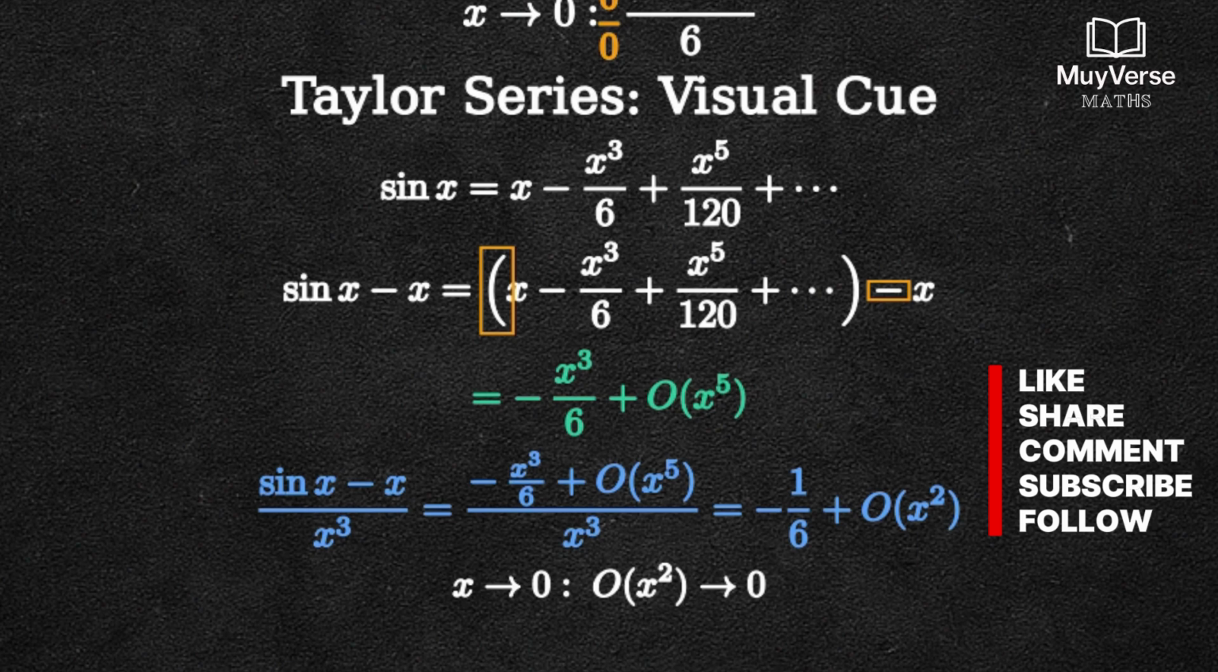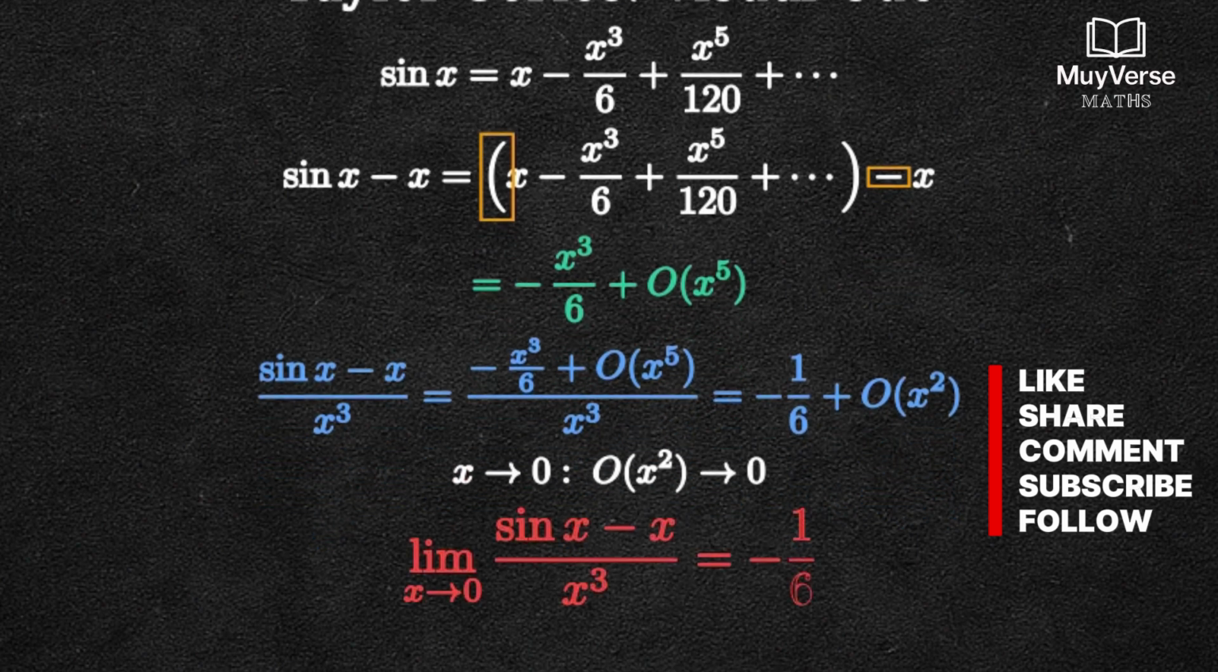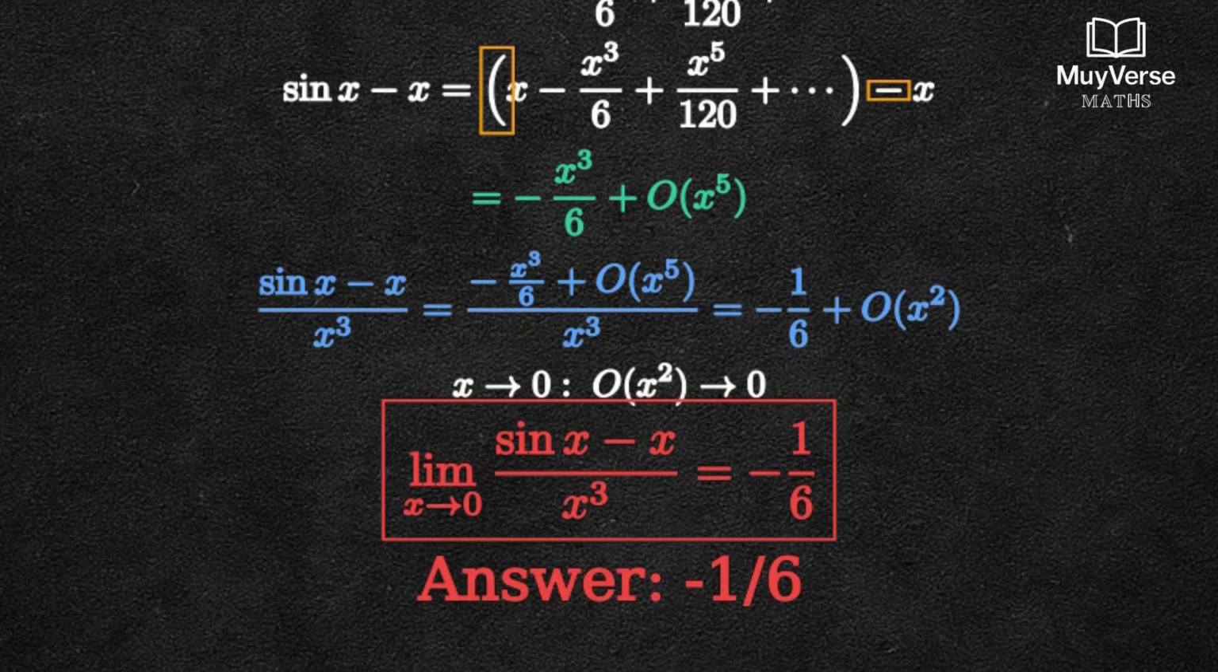As x approaches 0, that small term goes to 0. So the limit is negative 1 over 6, matching our first method. Both pathways agree. The answer is negative 1/6. L'Hospital's rule shows the mechanics, while the Taylor series gives a fast visual cue by exposing the leading term.